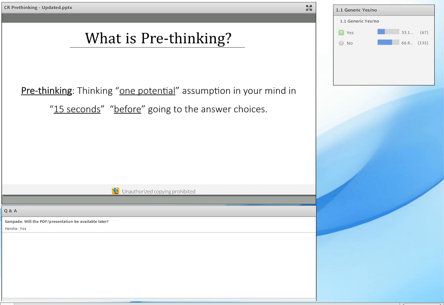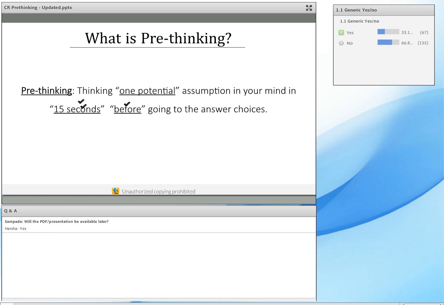Now, when you become a skilled pre-thinker, not today, not tomorrow, but in about 5 to 7 days, you should be able to do pre-thinking in about 15 seconds. And the last piece is pre-thinking needs to be done before you look at answer choices. If you start looking at answer choices, you can throw pre-thinking out of the window. Why? Because every answer choice in a CR question gives you new information, and the moment your brain's tarnished with that new information, pre-thinking starts to become very imprecise.